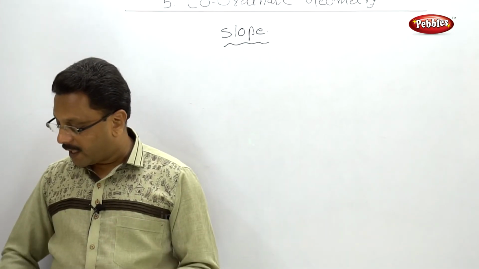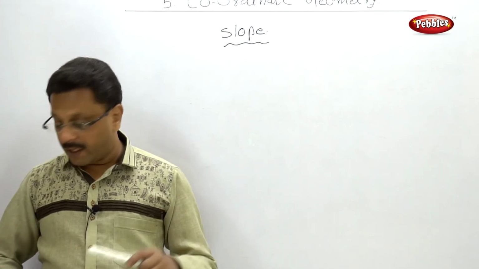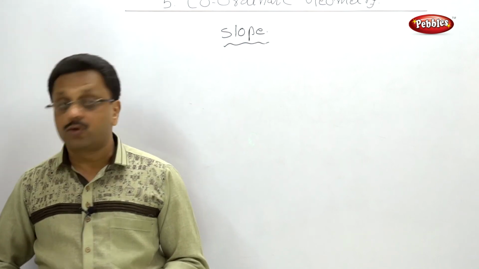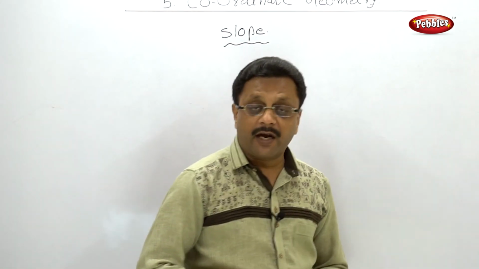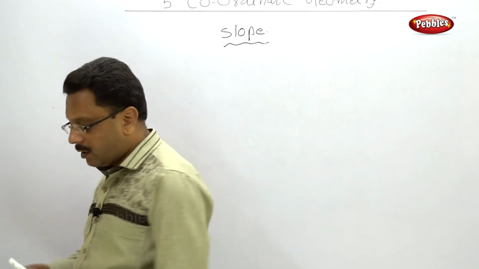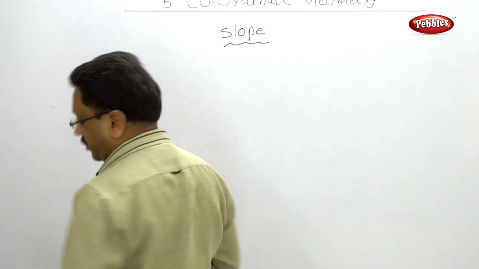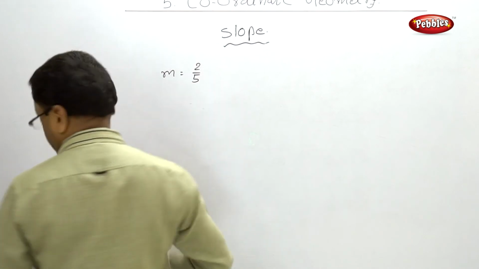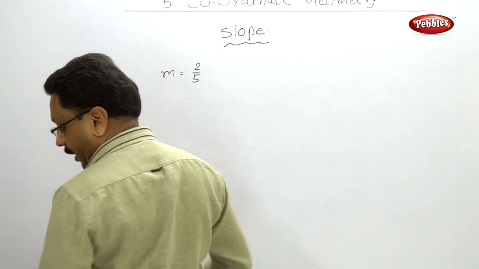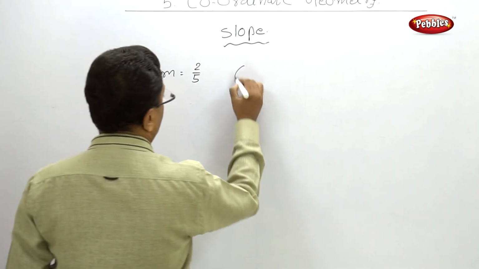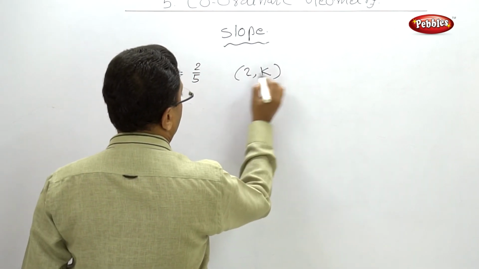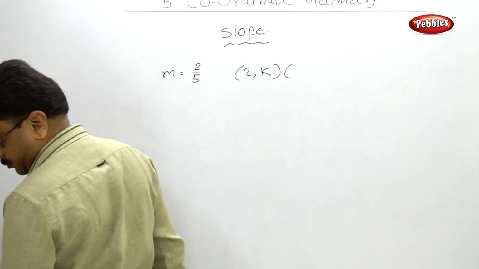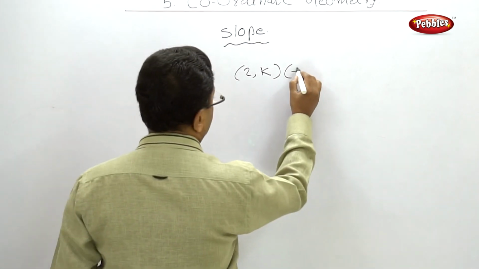If the slope of the line joining points 2k, minus 3 and 0 is 2 by 5, find the value of k. This is very simple but famous example. Slope is given, m is equal to 2 upon 5. Points are given: 2k, minus 3 and 0.